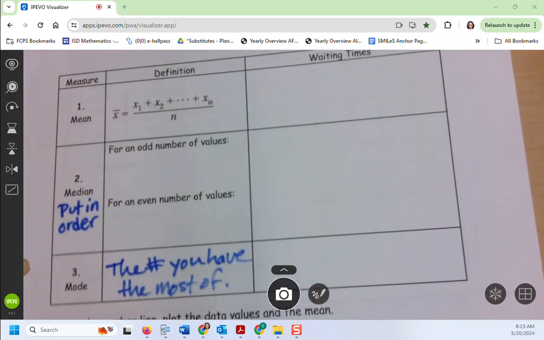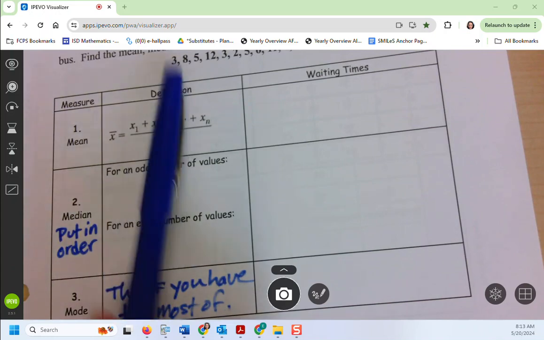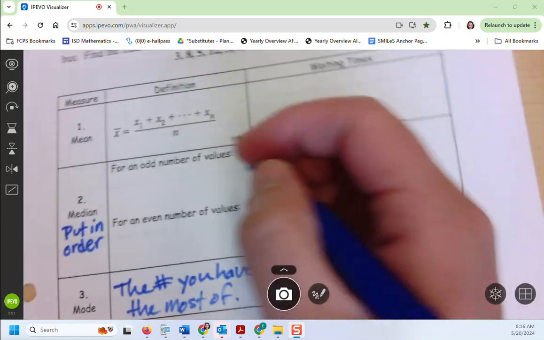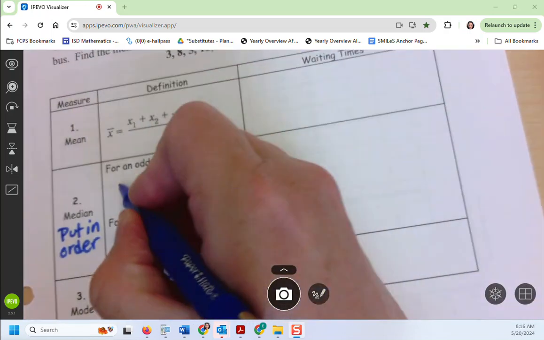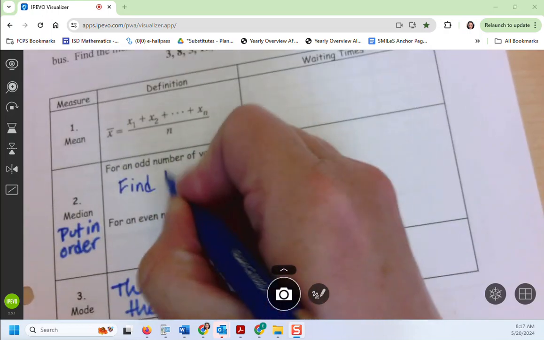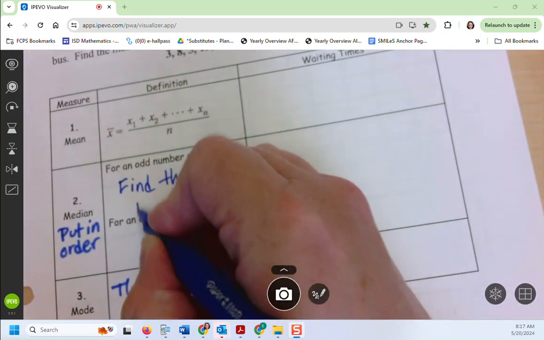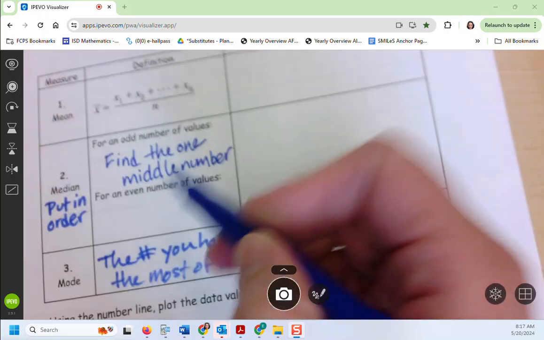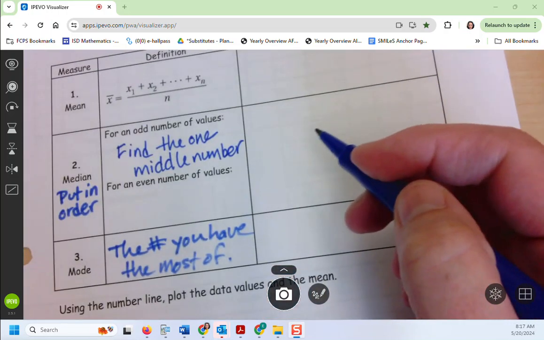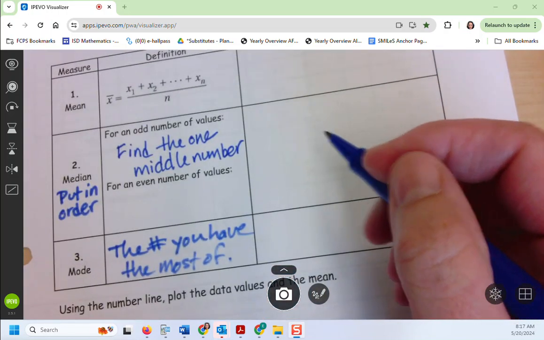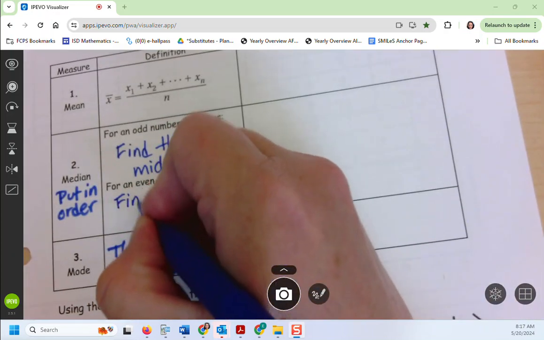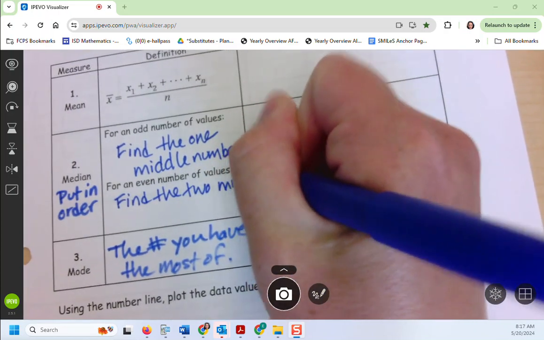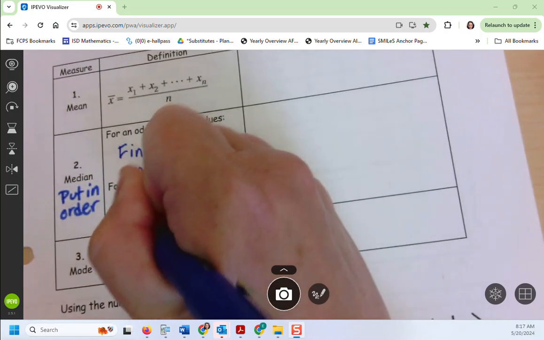So take a moment, please, and calculate the mean, the median, and the mode of this data set. If you have an odd number of numbers, you just find the one middle number. If you have an even number of numbers, there'll be two numbers in the middle, and you have to average them. So find the two middle numbers and average them.